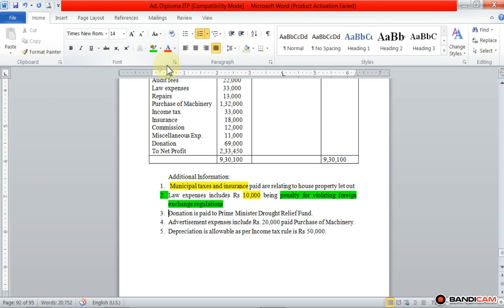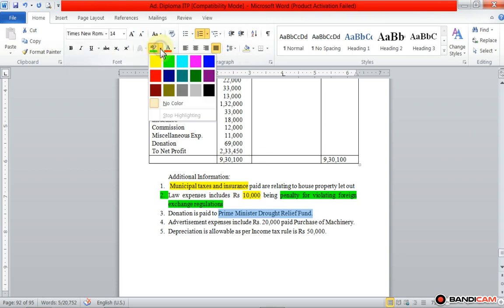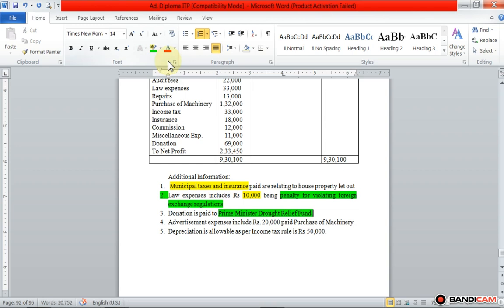Then the third point is that a donation is paid to Prime Minister Drought Relief Fund. This information is beneficial for us at the time of deduction of donation from gross total income under section 80G. Then advertisement expenses include rupees 20,000 paid for purchase of machinery.